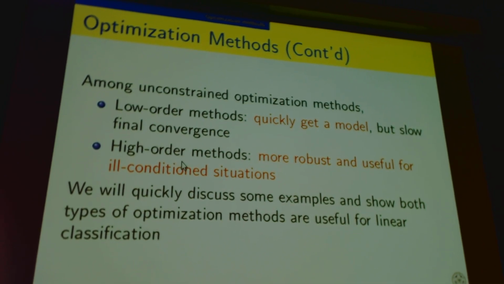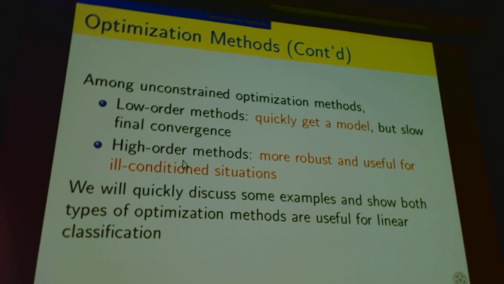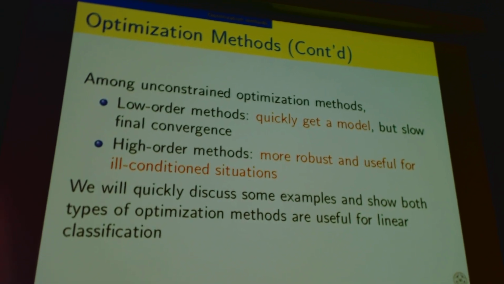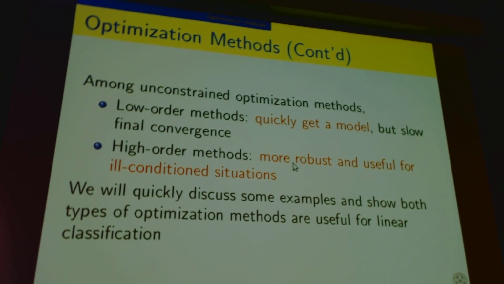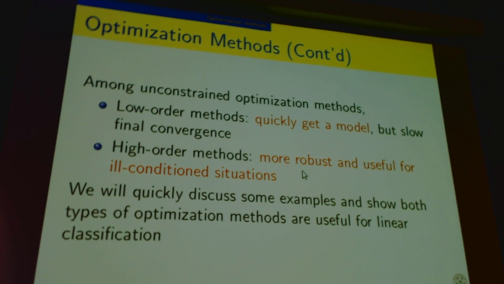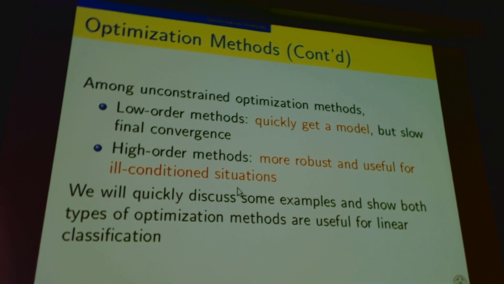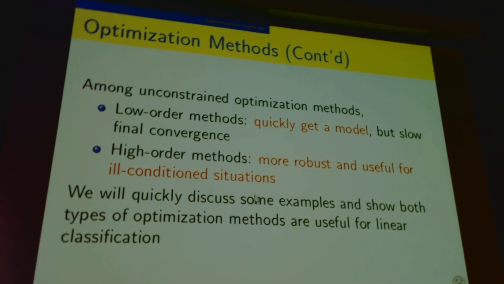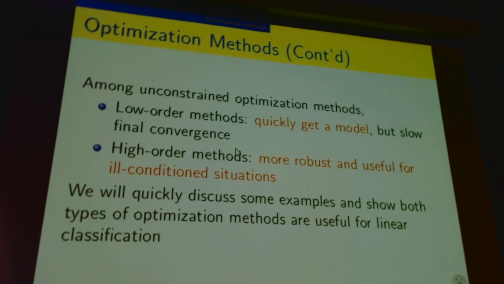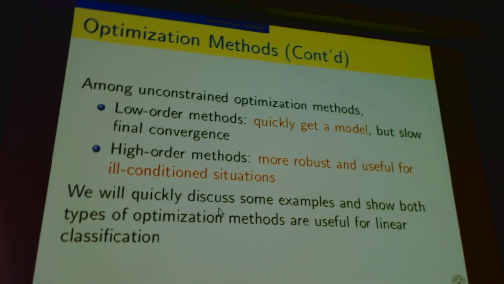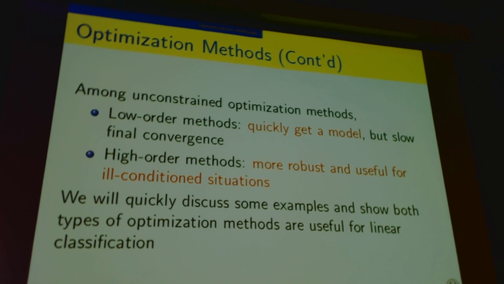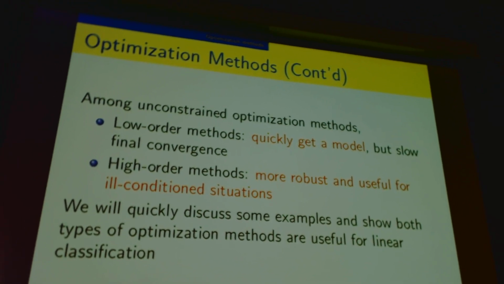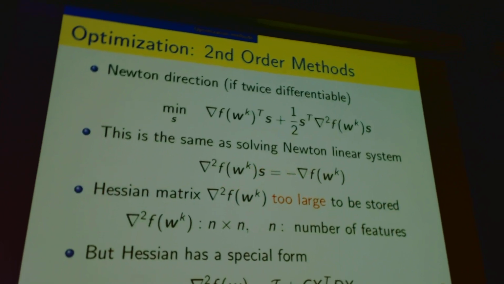In contrast, if you use high order optimization methods, that means you may use second order information, like the second derivative. Such methods are often more robust, and useful for ill-conditioned situations, but they cannot quickly give you a model. So that's the difference. I will give examples of each type of method. And I would like to argue that both types of optimization methods are actually useful for linear classification, just in different situations.